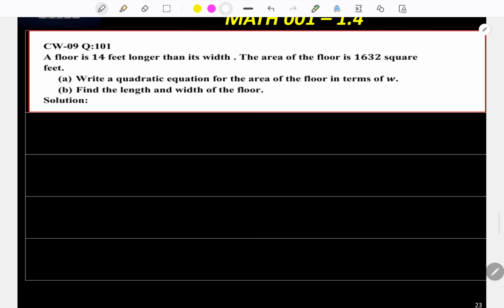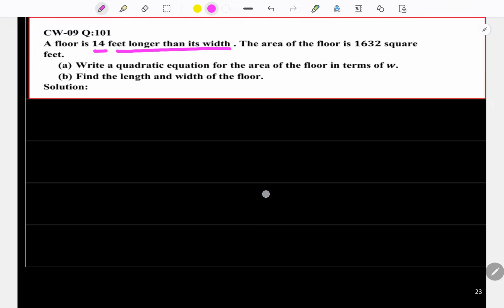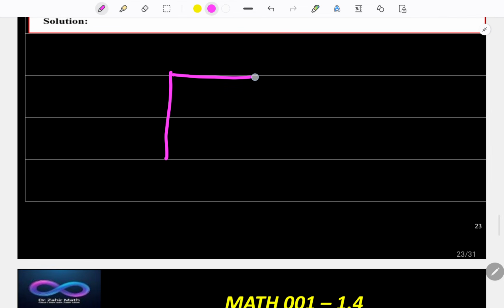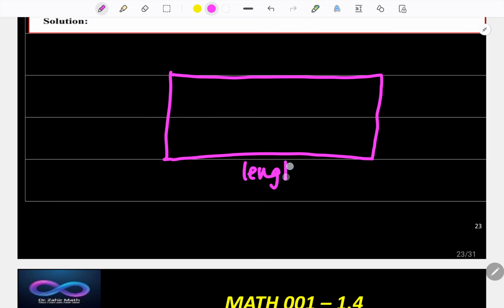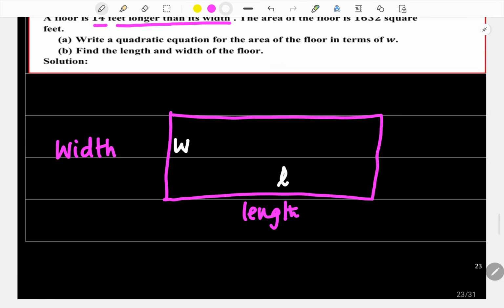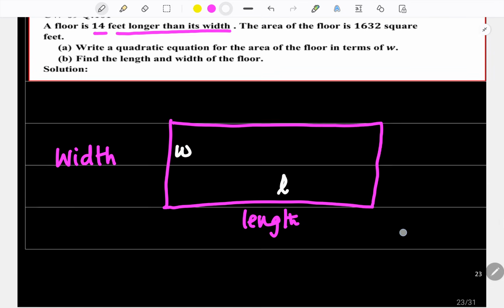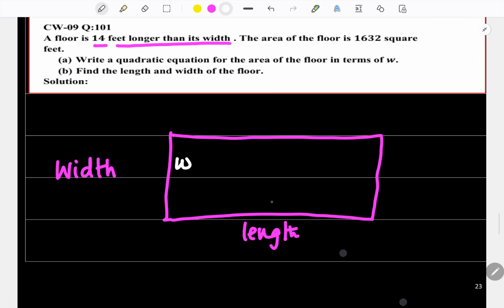Right. Let's go to the last question, which is a nice question. The floor is 14 feet longer than its width. What do you mean by floor? Floor is a surface, right? Like this floor. This is called what? Length, the big one. This is called what? Width. Let me call this small l. Let me call this small w.